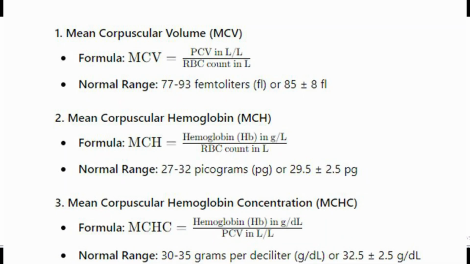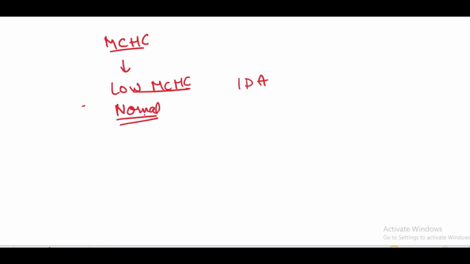Now remember the formulas for calculation of red cell indices: the mean corpuscular volume, the mean corpuscular hemoglobin, and the mean corpuscular hemoglobin concentration. Remember the formula and their values. Remember MCHC is independent of red cell count and size. A low MCHC means iron deficiency anemia, and a normal MCHC is seen in megaloblastic anemia.